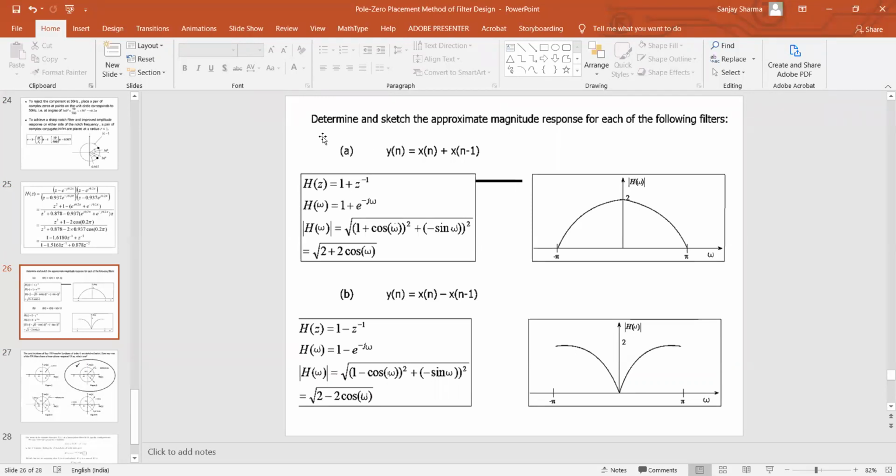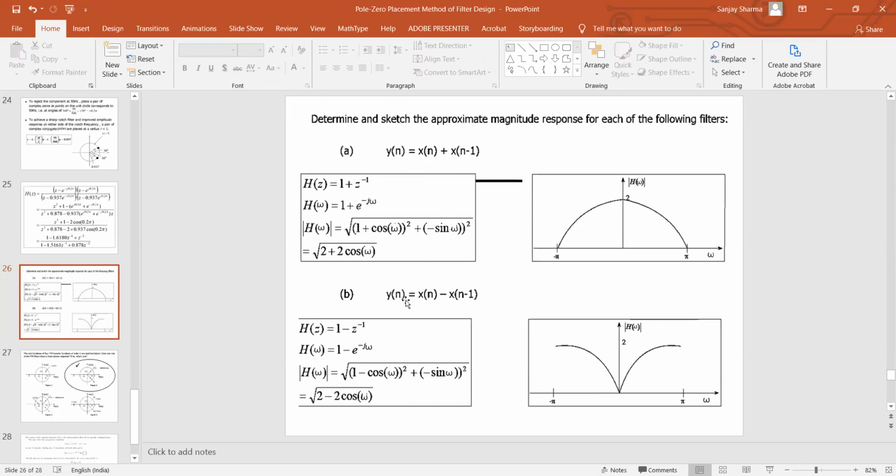What is there in this example? Determine and sketch the magnitude response for each of the following filters. y[n] is equal to x[n] plus x[n minus 1]. This is very simple actually. You take the Z transform, you take the frequency response, you take the magnitude, and it will come out like this. So you get the magnitude response. I want to state one important factor here, which comes with experience: by looking at the transfer function or at the difference equation, you should be able to tell whether this is a low pass filter or a high pass filter.